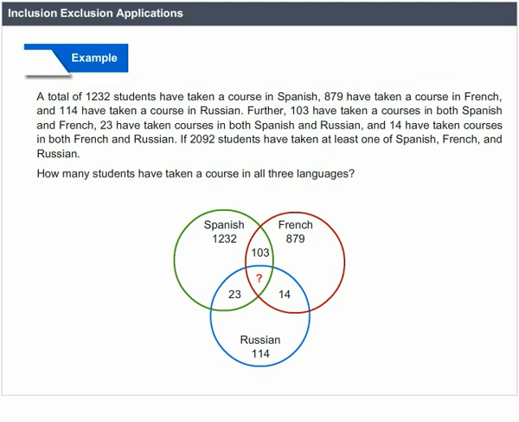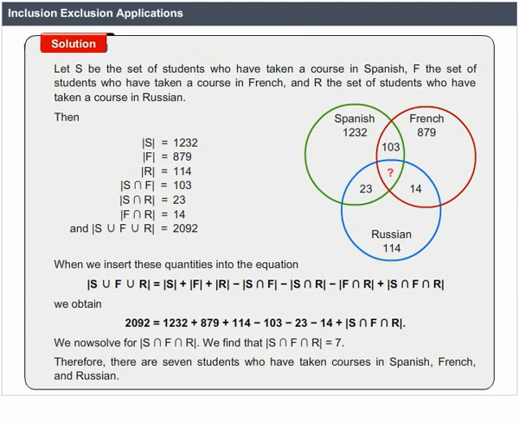Let S be the set of students who have taken a course in Spanish, F the set of students who have taken a course in French, and R the set of students who have taken a course in Russian. Then |S| = 1,232, |F| = 879, |R| = 114. Then |S ∩ F| = 103, |S ∩ R| = 23, |F ∩ R| = 14, and |S ∪ F ∪ R| = 2092.